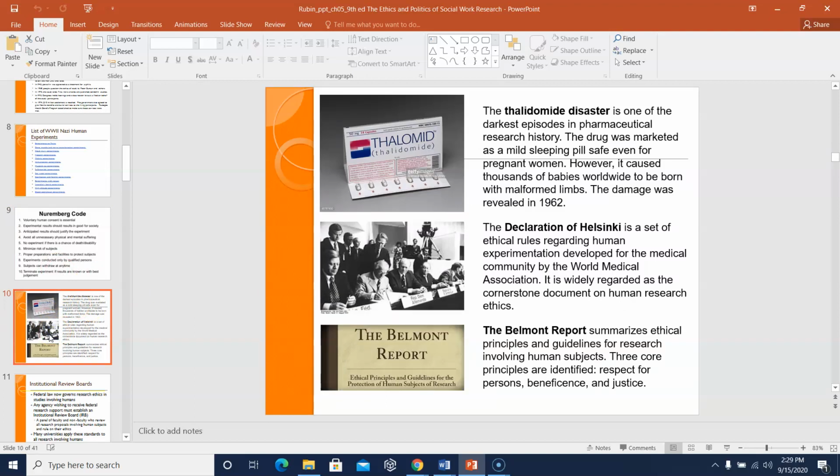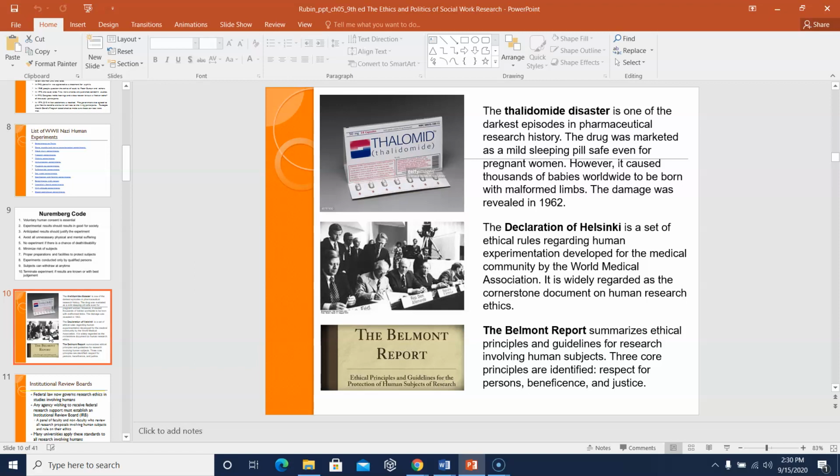There are other instances. This one is well known, the Thalidomide disaster. It was a sleeping pill, but when pregnant women took this sleeping medicine, their babies were born deformed and all of it terrible.